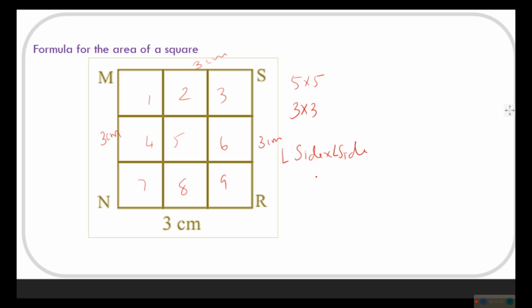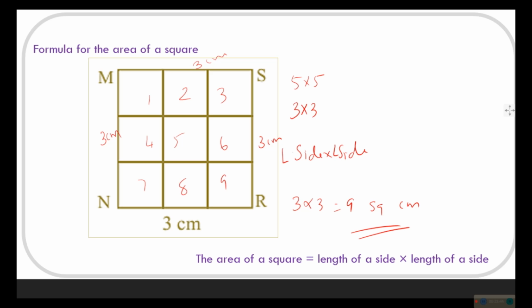And we will write the unit appropriately. For example, in this case, I will write 3 into 3, which is equal to 9 square centimeter. 9 squares of 1 centimeter each is the area of the given square. This way we solve it. Understood? So this also you should keep in mind. Length of a side into length of the other side is the formula to calculate the area of a square.